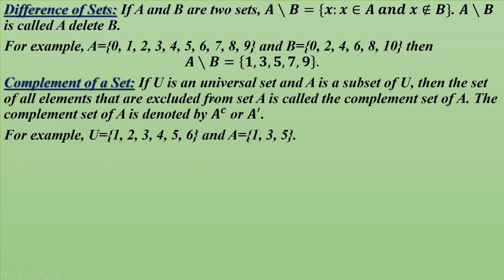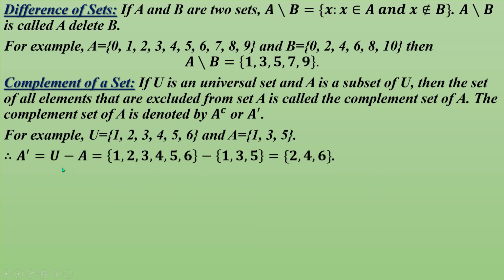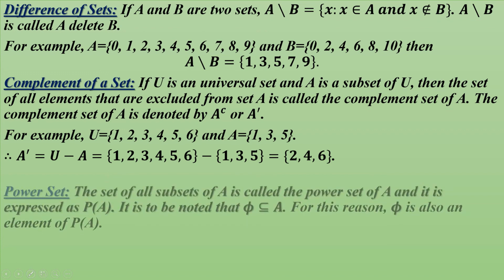Complement of set. If U is a universal set and A is a subset of U, then the set of all elements that are excluded from set A is called the complement of A. The complement set of A is denoted by A complement or A prime. For example, U is equal to this and A is equal to this. That means A complement, this equal to U delete A, or U minus A, or U slash A, this equal to this minus this. That means 1, 1 cut, 3, 3 cut, 5, 5 cut will be 2, 4, 6.